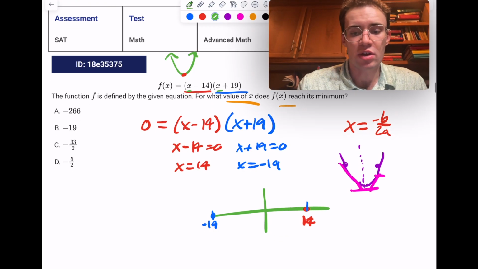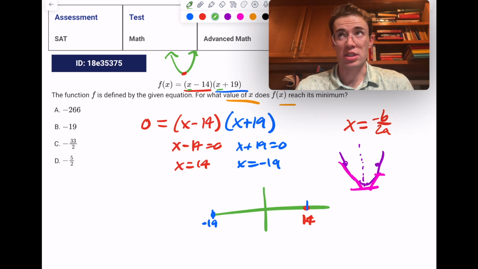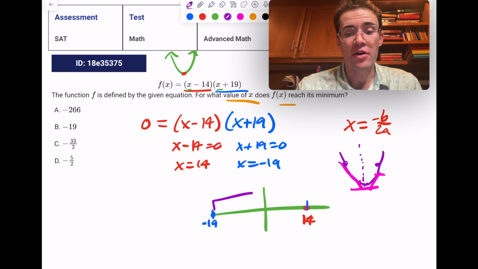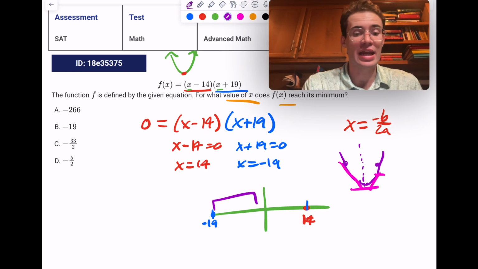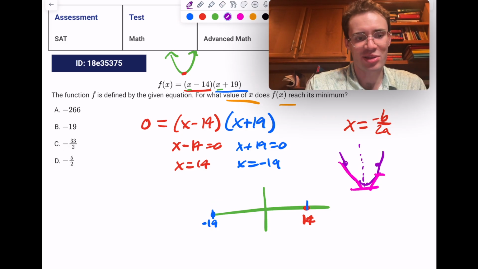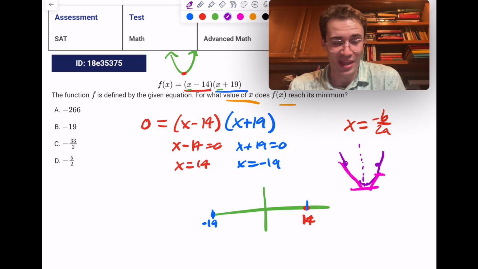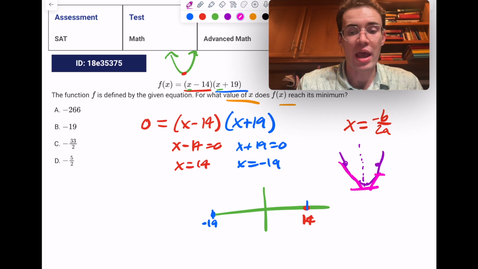To find the average of those two, we could think, what do you have to add to negative 19 to get 14? That would be plus 33. And then just add half of 33, so 33 halves, to the negative 19. That works. Oh, it looks like they're trying to trick you with this minus 33 halves, because that's half of the distance between them, but we want to find what's halfway between them.